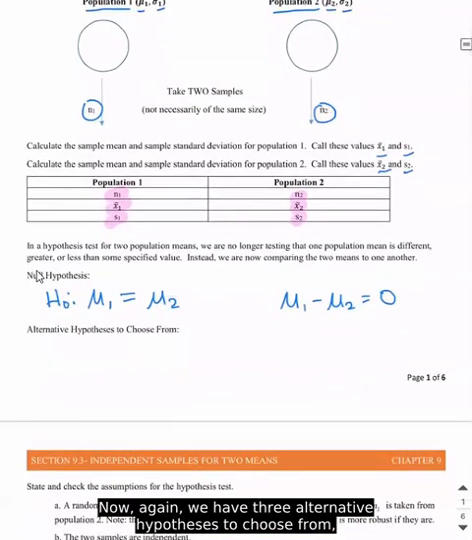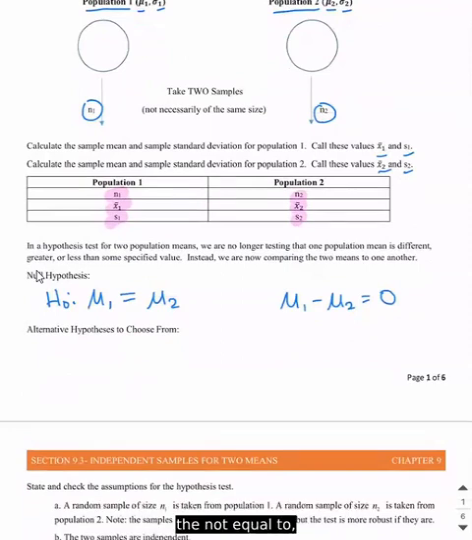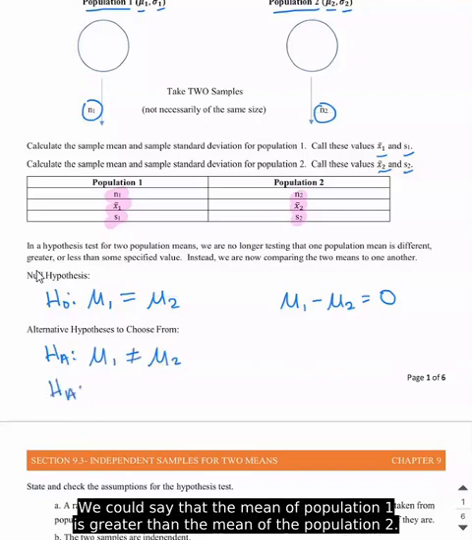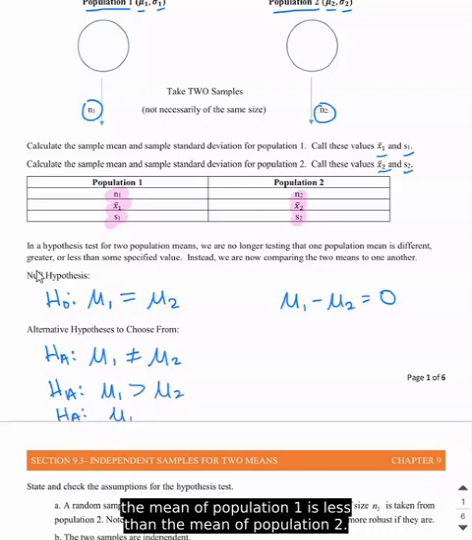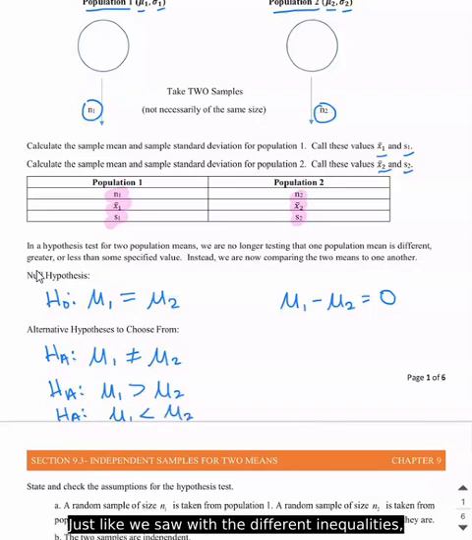Now, again, we have 3 alternative hypotheses to choose from: not equal to, greater than, less than. So with population mean 1 and population mean 2, we could say they are not equal. We could say that the mean of population 1 is greater than the mean of population 2. Or the last one, the mean of population 1 is less than the mean of population 2. And just like we saw with the different inequalities, not equal to is a two-tailed test.